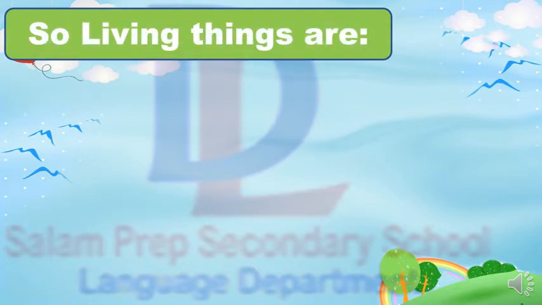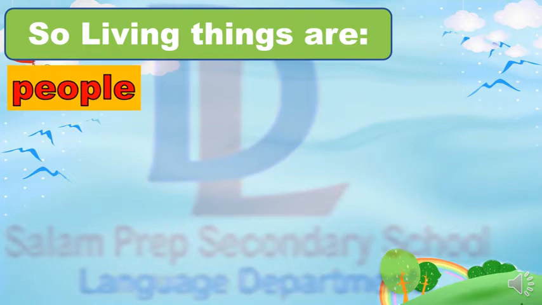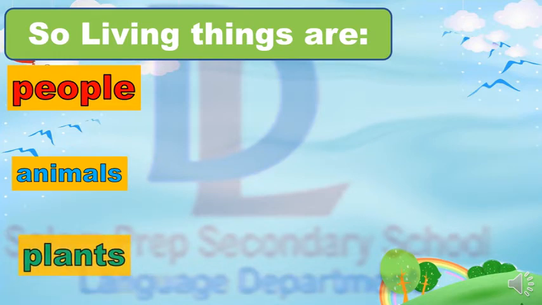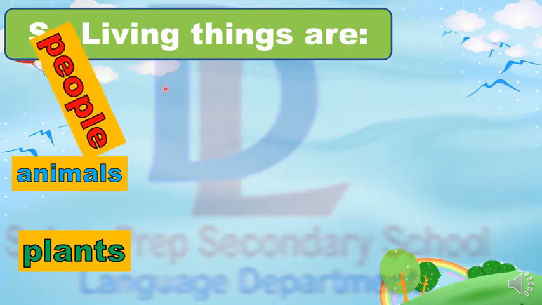So, living things are people, animals, plants. Again, living things are people, animals, plants. They are living things.